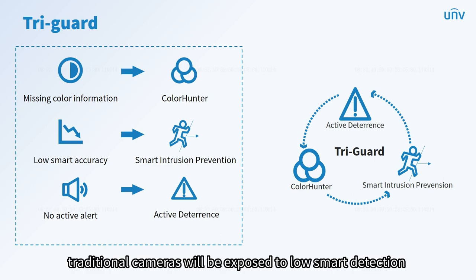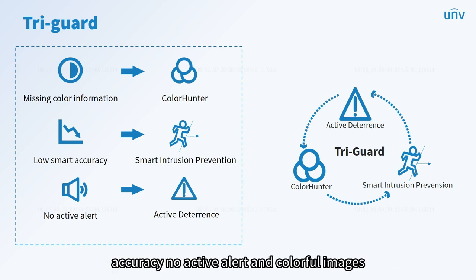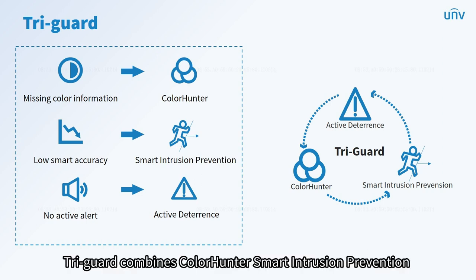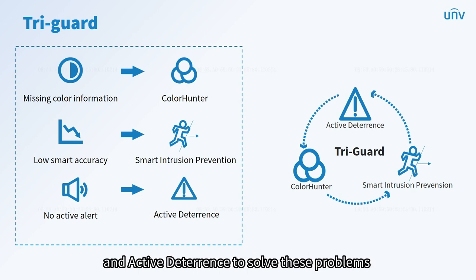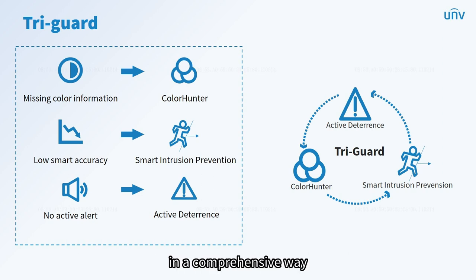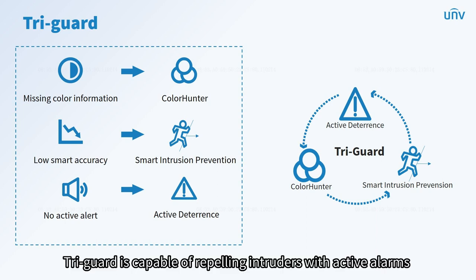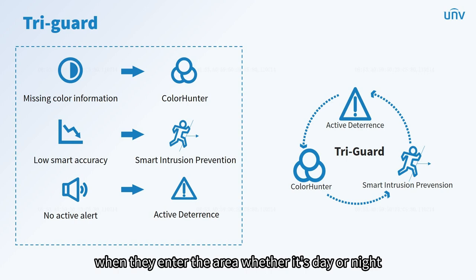When it comes to night, traditional cameras suffer from low smart detection accuracy, no active alert, and colorless images. This can lead to users being stolen from overnight and losing important suspect information. TriGuard combines ColorHunter, smart intrusion prevention, and active deterrence to solve these problems in a comprehensive way. TriGuard is capable of repelling intruders with active alarms when they enter the area, whether it's day or night.